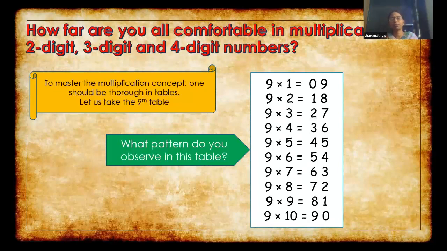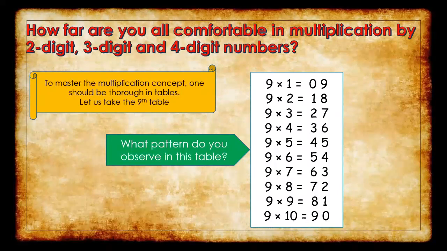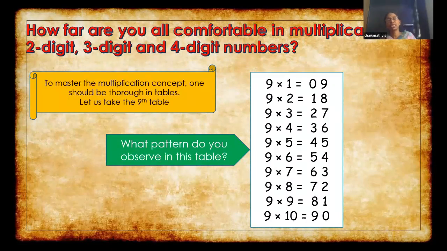Look at the product once again, ma'am. You will get some more. There are lots of patterns that we observe in the 9th table. Look at the products, up to 5 what it is and from 6 to 10 what it is. Reverse order, ma'am. The first 5 numbers and the remaining, from 6, is the reverse pattern. Yes, ma'am. The digits are interchanged. The ones digit and the tens digit are interchanged.